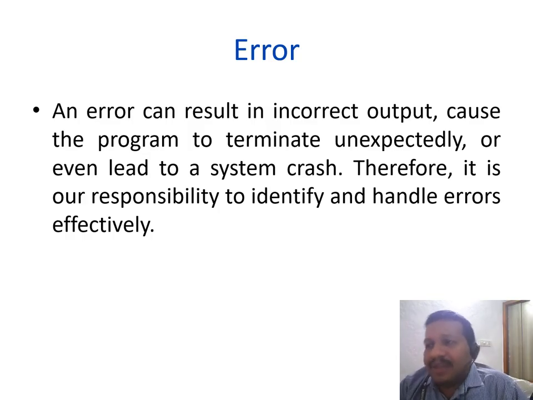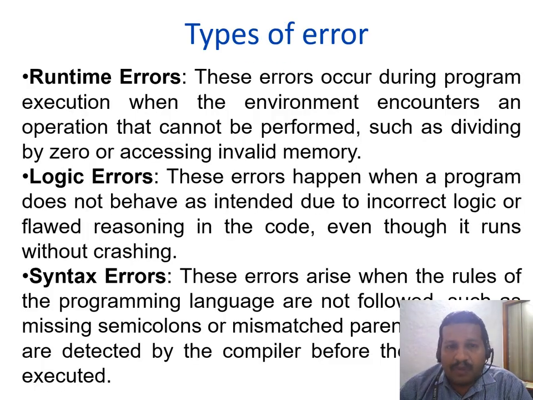So when do you say the program has an error? When you get a different output than expected, then you can say that the program has errors. It causes the program to terminate unexpectedly, and it can even lead the system to crash. So it is our responsibility to identify and handle those errors. What are the types of errors? First one is runtime error, then logical error, and syntax errors. We will start with syntax error.